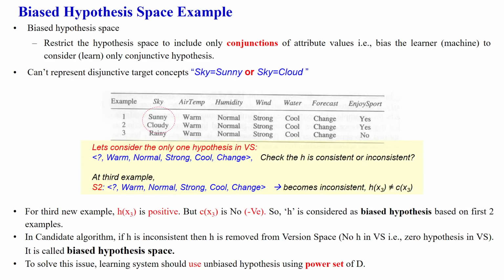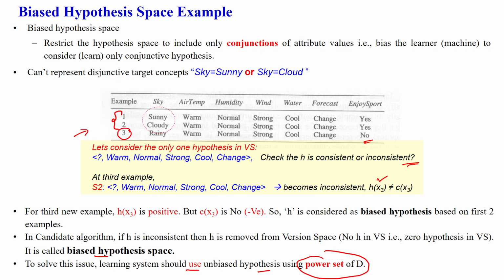Hello everyone. The biased hypothesis is biased towards only a few examples. It is unable to identify all the examples of the target concept to make the given hypothesis consistent. So to solve that biased hypothesis issue, we have to use an unbiased hypothesis, which will be created by using the power set of the given data set D.